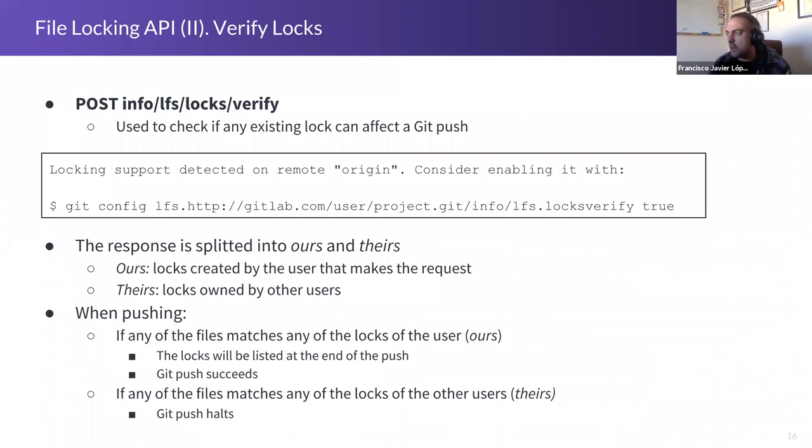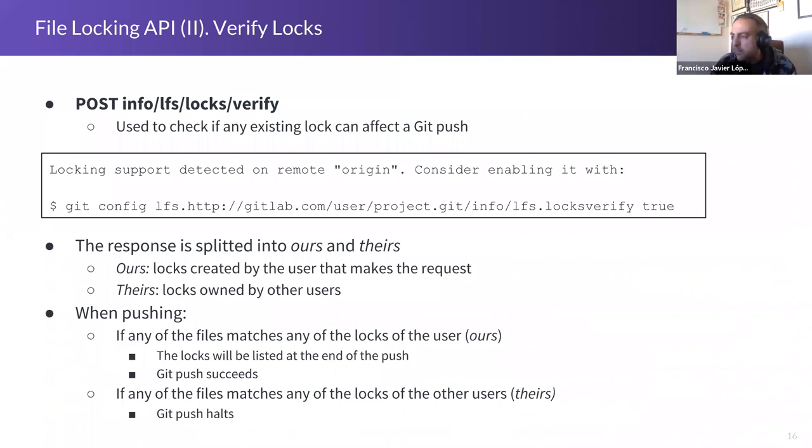Another, and I think the final endpoint, and it's really interesting, is the verify endpoint. This endpoint is used to check if any file in your Git push matches any of the locks set in the repository. Okay. Usually, when you use Git LFS, a warning is raised saying, hey, if you want to enable this functionality, please execute this command. Okay. So you have to enable it.